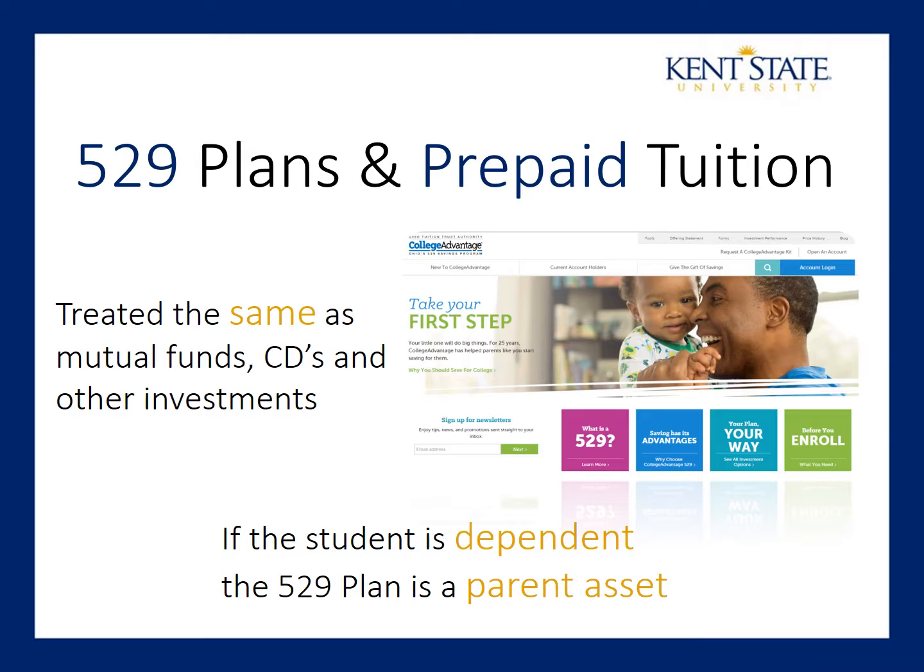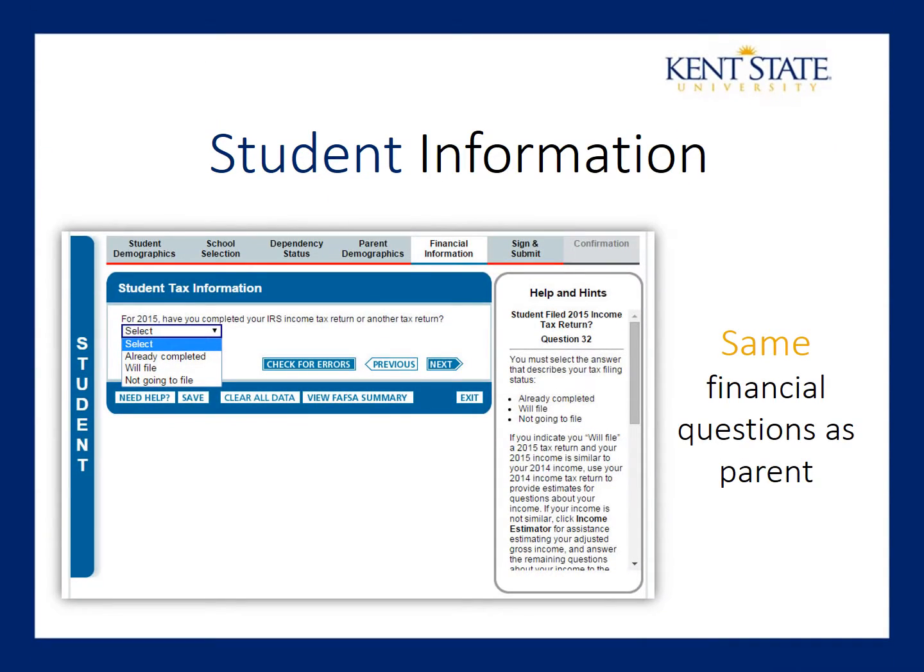We know that assets can be confusing on what to report and what not to report. If you have any questions on assets, please contact our office. After the parent income and asset information is entered, the student information comes next. They will have the same questions for the students as they had for the parents.